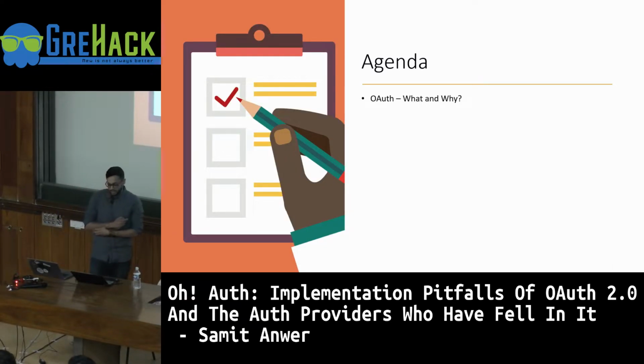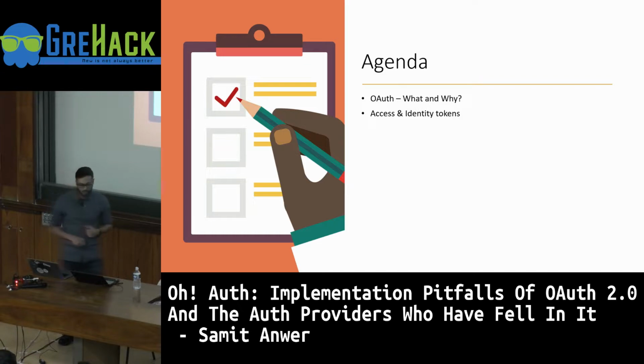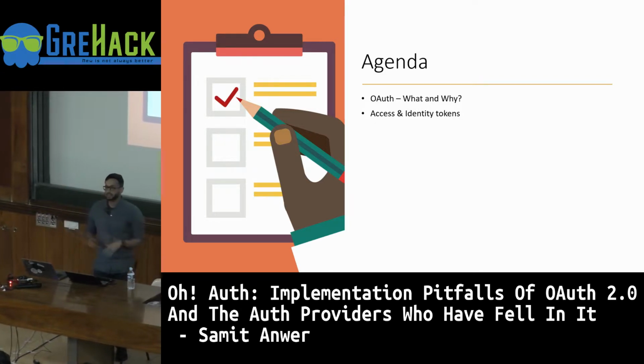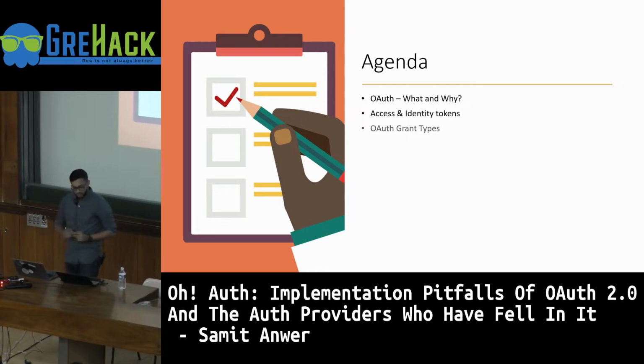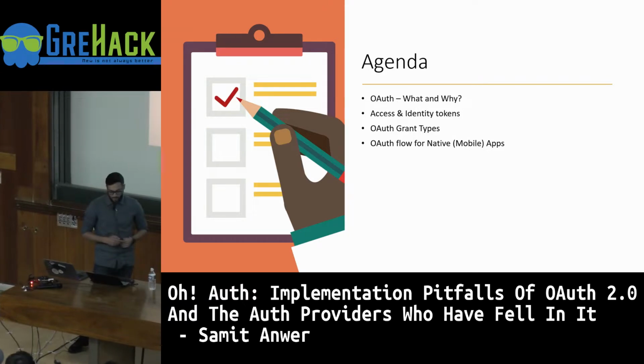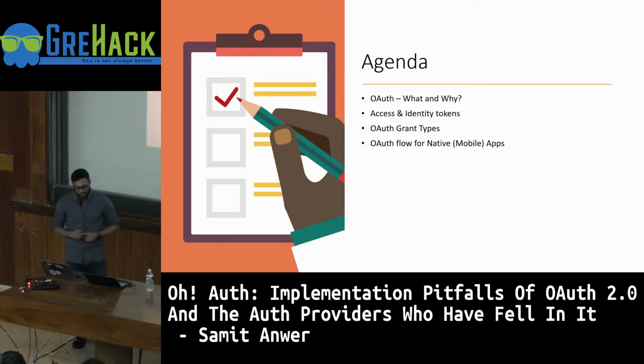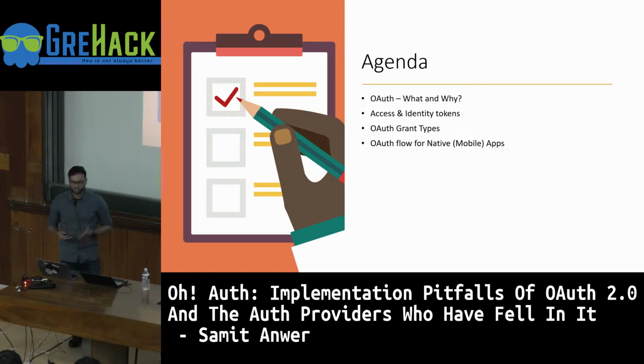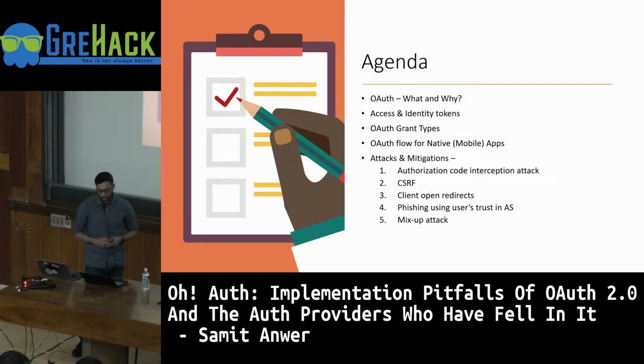So the agenda for today is to cover OAuth, what is it and why do we need it. We're going to talk about access tokens and identity tokens, how they are different from each other and when they are used. Identity tokens are specifically used in OpenID Connect, but we're going to cover that as well. We'll also touch upon the various grant types that OAuth has to offer, and look into how the OAuth flow works for mobile applications. Finally, we'll come to the attacks and discuss the mitigation, and we'll end with a short Q&A session.